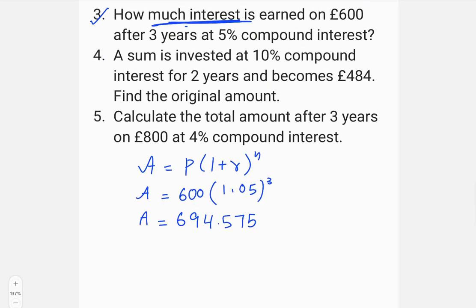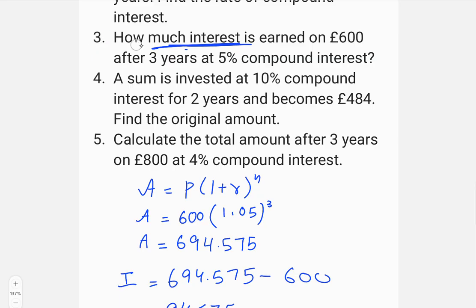How much did it increase? The principal was 600. Now it has become 694.575. So the additional money on 600, that is the interest basically. So you just had to take them away. For interest, you're going to do 694.575 take away 600 and you're left with 94.575. And this is the answer.